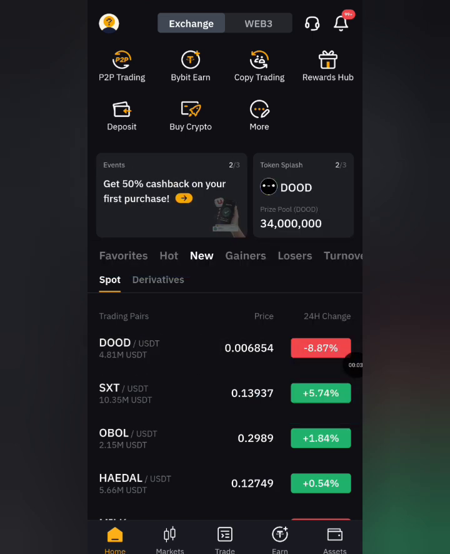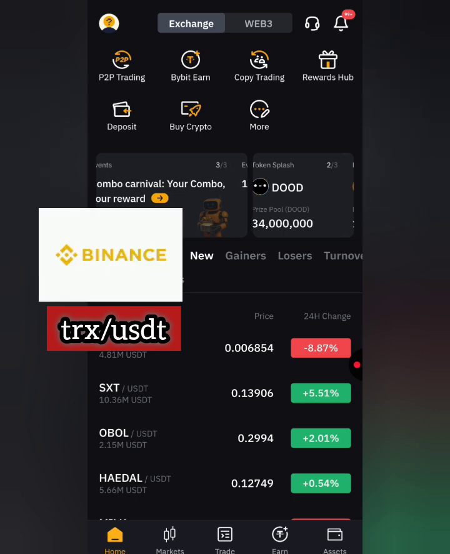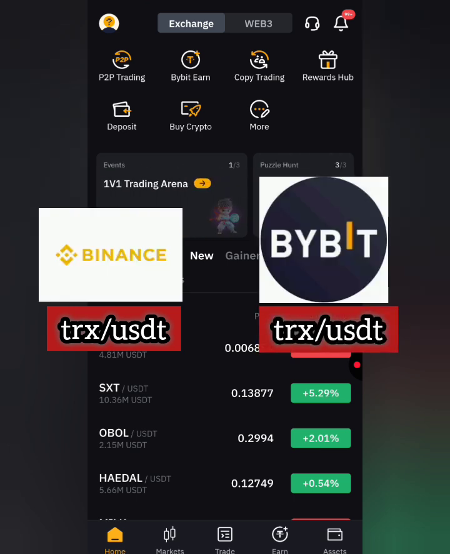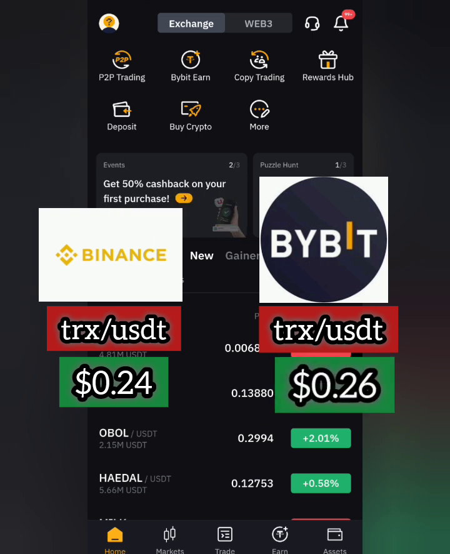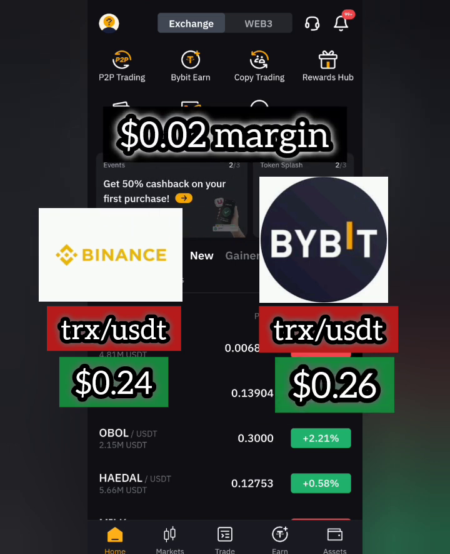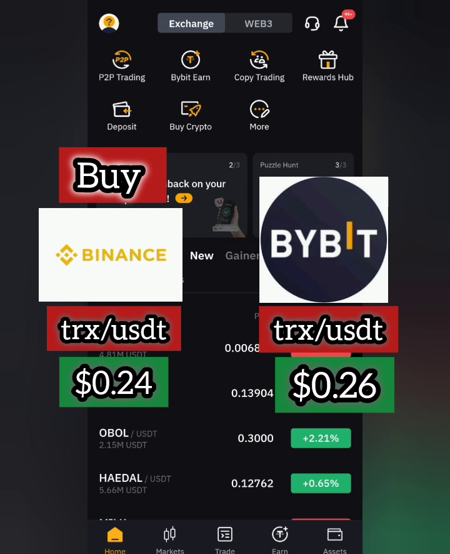So now let's say you actually spot a price difference in the TRX/USDT on Binance and the TRX/USDT on BYBIT, okay? So let's say the one on Binance is trading at 0.24 USDT. Meanwhile, the one on BYBIT is actually trading at 0.26 USDT, okay? So that's about 0.02 USDT profit margin in those two markets, okay? So basically, you'll be purchasing the TRX token from Binance and then you send it over to BYBIT to actually sell it off there in the spot market, okay?